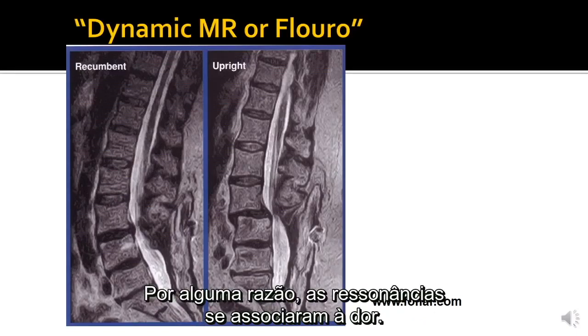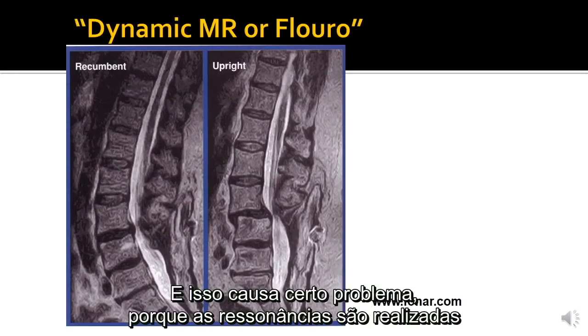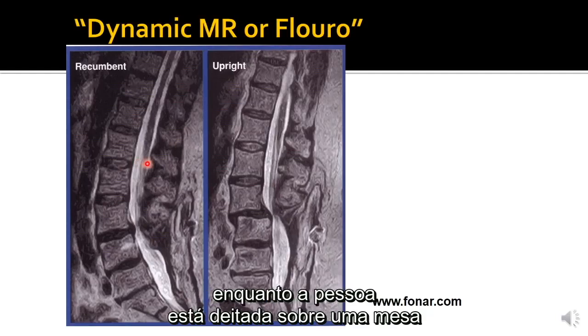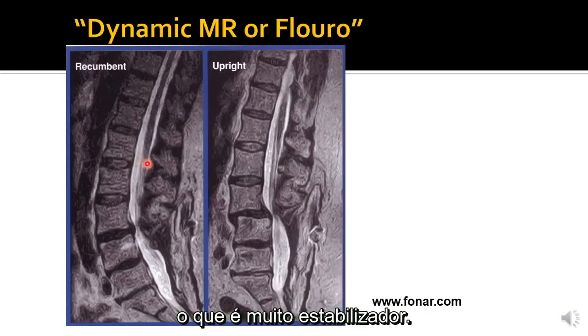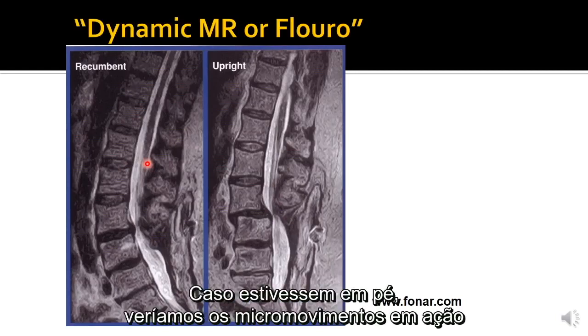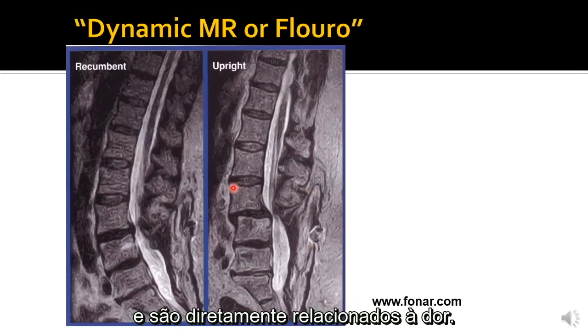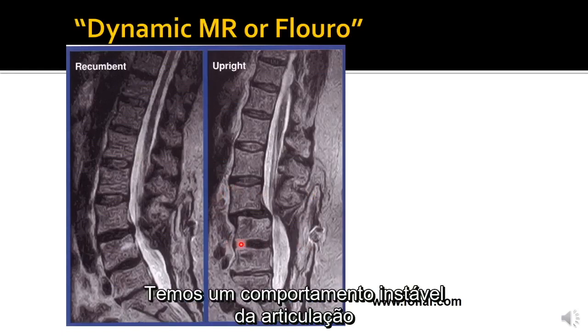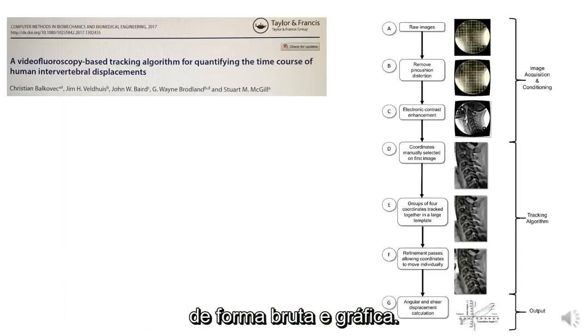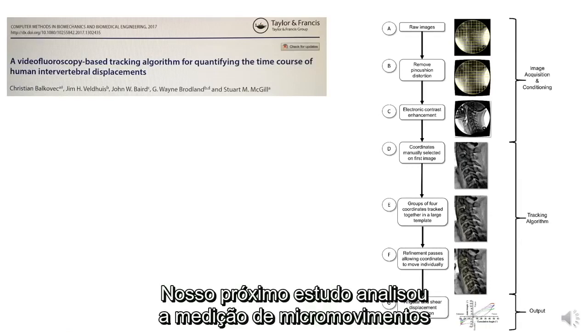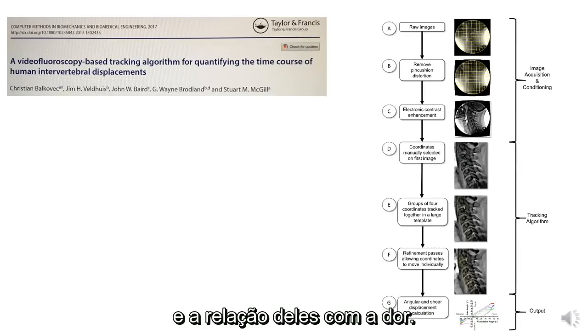Well, for some reason, MRIs have become linked with pain, and it's a bit of an issue because MRIs are collected while the person lies on a table, which is very stabilizing. But if they stood up, we would start to see some of the micro movements taking place, which are linked directly to pain. So there is unstable joint behavior very grossly and very graphically. Our next study looked at measuring the micro movements and their link to pain.